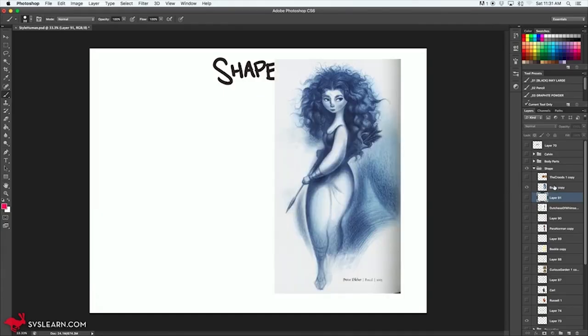And here we have, love this drawing, so good. This Merida drawing from Brave, and proportion-wise, this is her head.